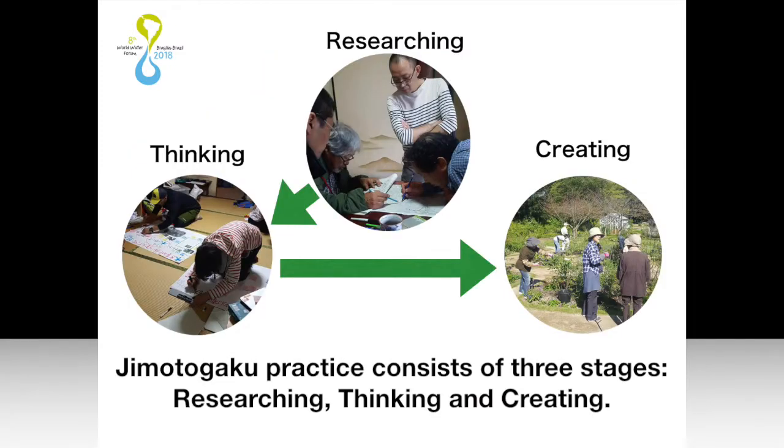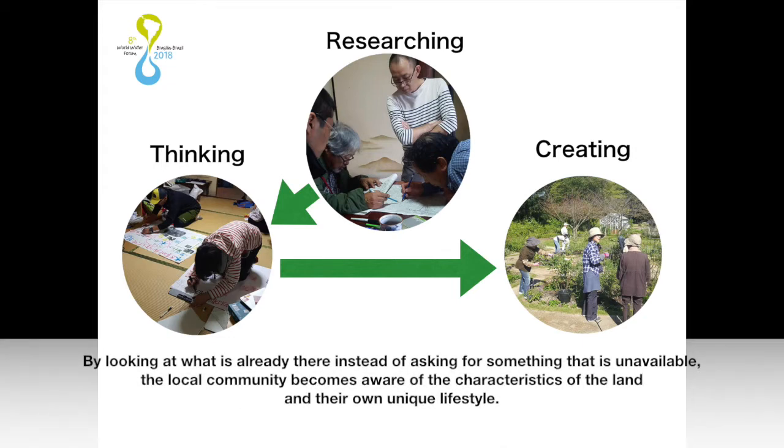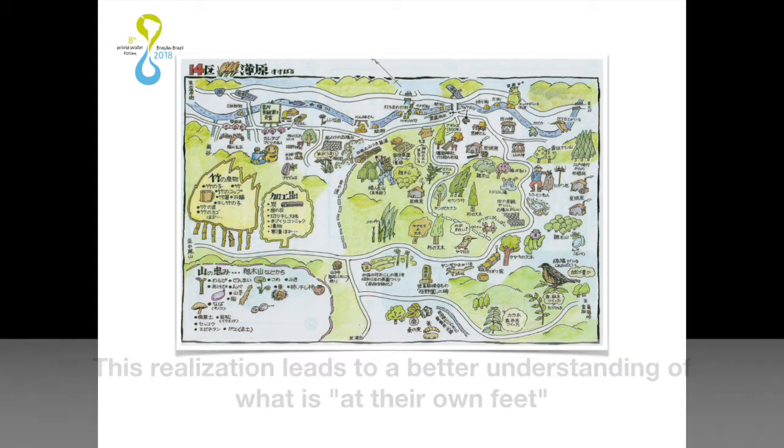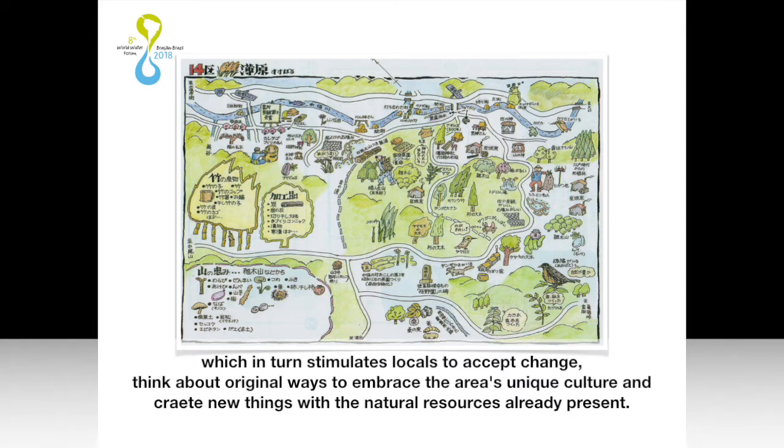Jimotogaku practice consists of 3 stages: researching, thinking and creating. By looking at what is already there instead of asking for something that is unavailable, the local community becomes aware of the characteristics of the land and their own unique lifestyle. This realization leads to a better understanding of what is at their own feet, which in turn stimulates locals to accept change, think about original ways to embrace the area's unique culture and create new things with the natural resources already present.